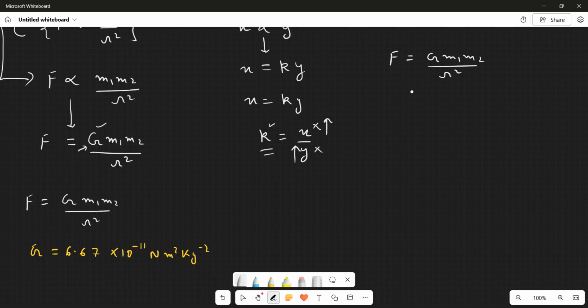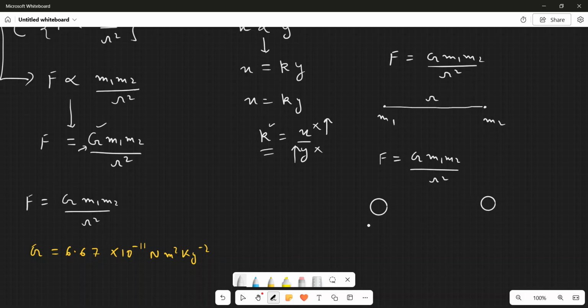Now let us talk about some conceptual points, an extra point that you should remember. First, if we are dealing with point masses, let's say we have this m1 and another point m2 and they are separated by a distance r, then definitely the force existing between these two particles will be G into m1 m2 by r square, right? If we are dealing with spherical bodies, m1 and m2, the distance between their centers is r. Again the force between them F is equal to G into m1 m2 by r square, right?